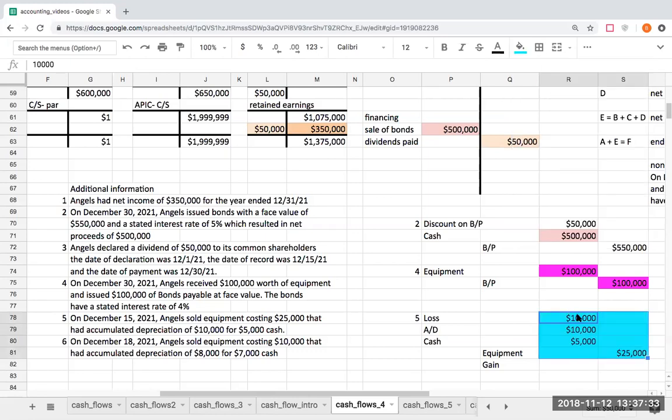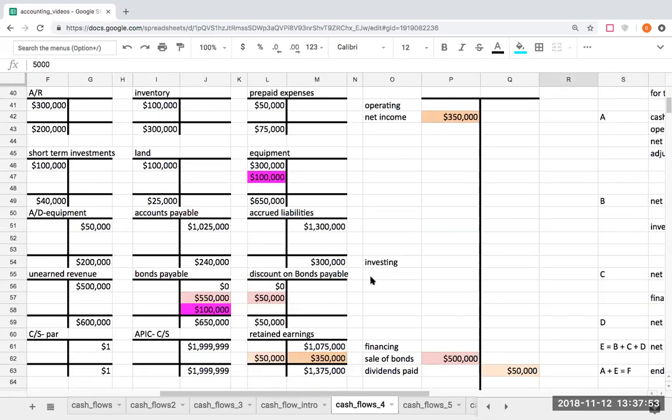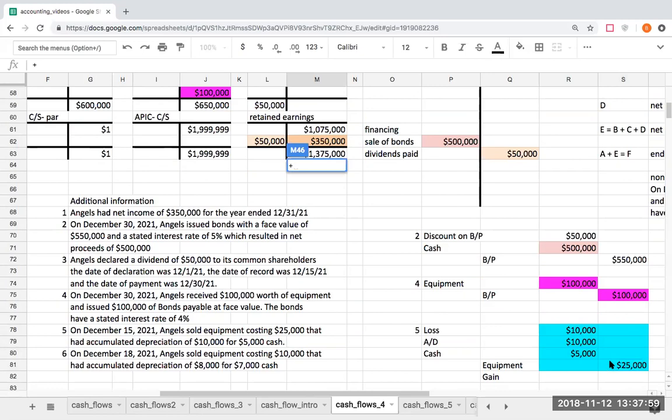Going back to our previous rules, what I'm going to do is post this directly into the T accounts. The loss is going to go as a debit in the operating section. The accumulated depreciation and the equipment are going to go into the respective equipment and AD accounts. And then my cash is going to go into the investing section as a sale of equipment. So let's have fun. So here I'm crediting equipment for $25,000.